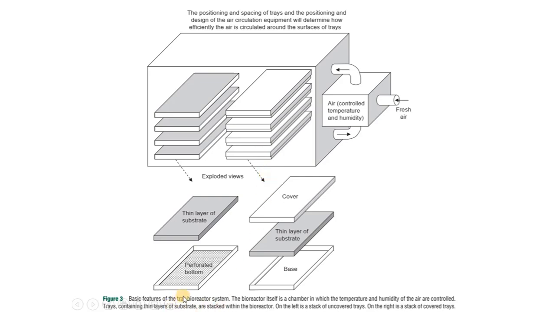Okay, the basic features of the tray bioreactor system: the bioreactor itself is a chamber in which the temperature and humidity of the air are controlled. Temperature is very important. Temperature can be controlled by heating coils, and the heat is conducted only through the air. A thermostat is placed; for example, if you want to maintain 37 degrees C, it will maintain exactly 37 degrees C. If it is reduced or increased, fresh air will be introduced based on that.